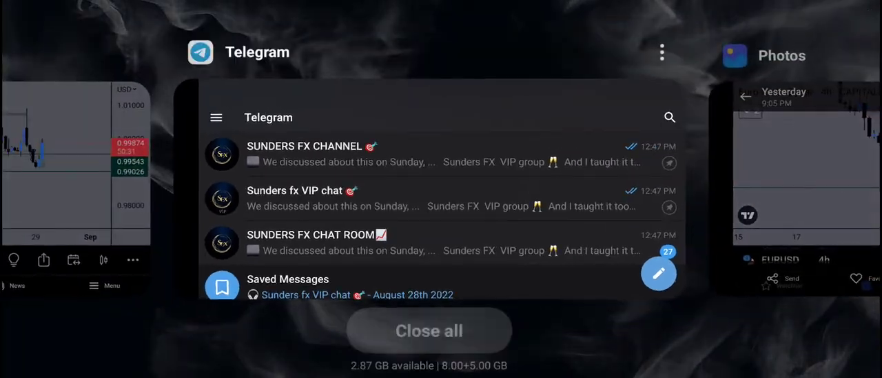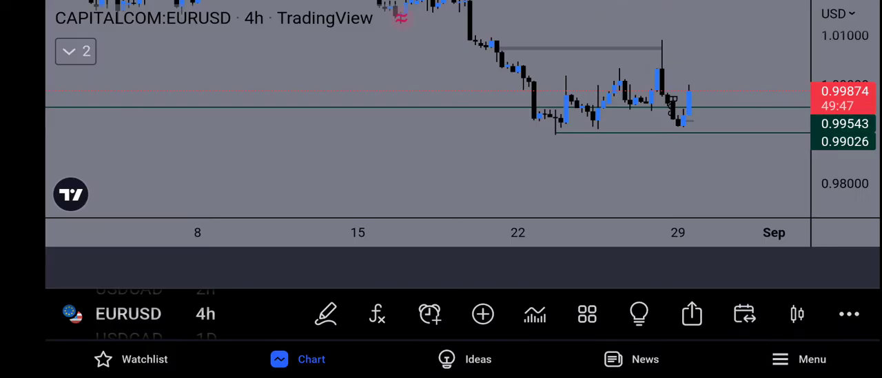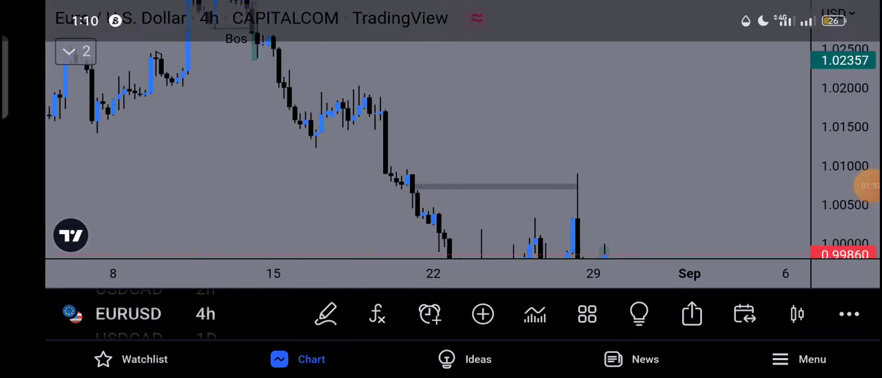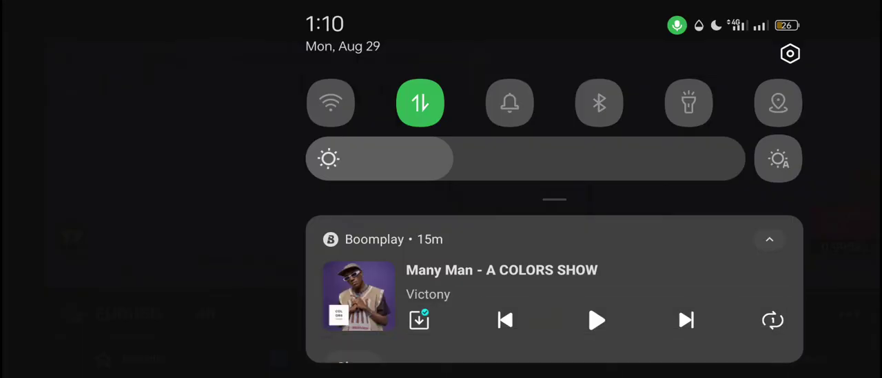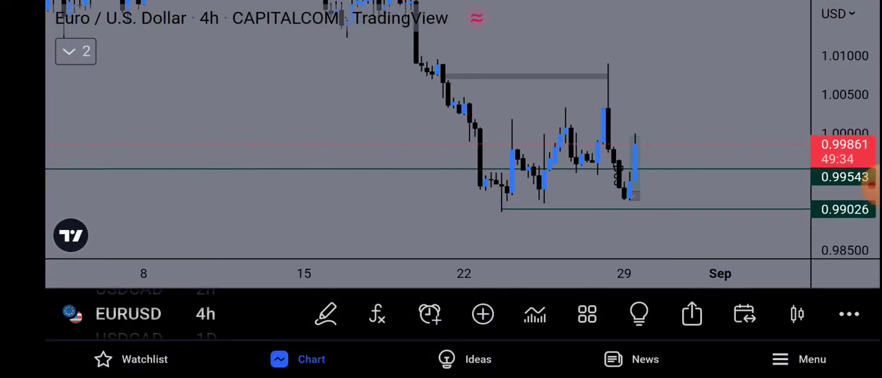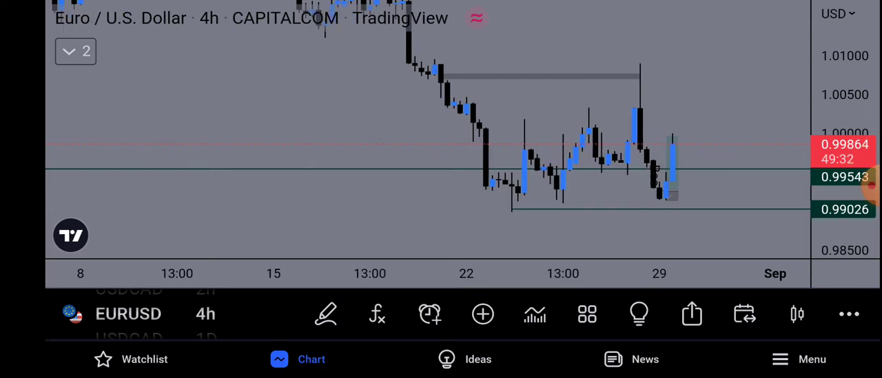Oh, sorry, this is Telegram. Let's go to TradingView. Now you can see the current price action. You can see the time now. What is the time? This is Monday, August 29, by 1:10 p.m. GMT. You understand?